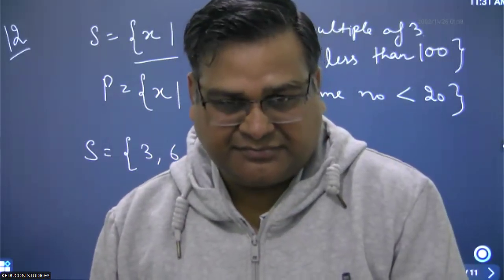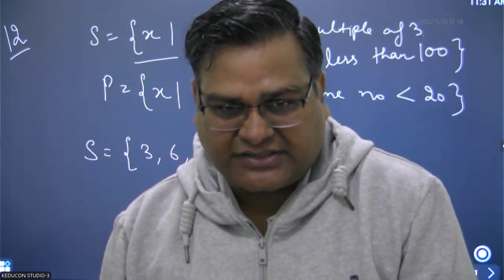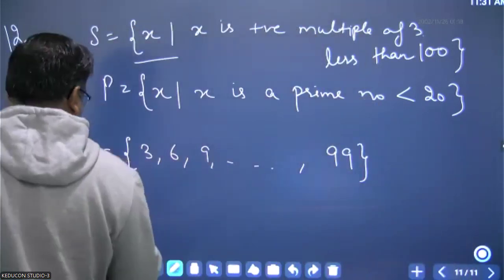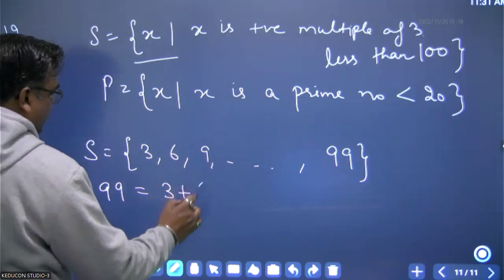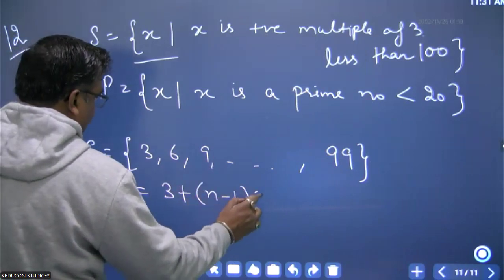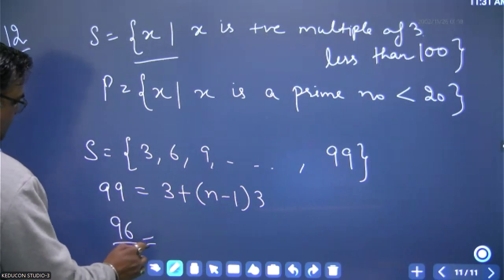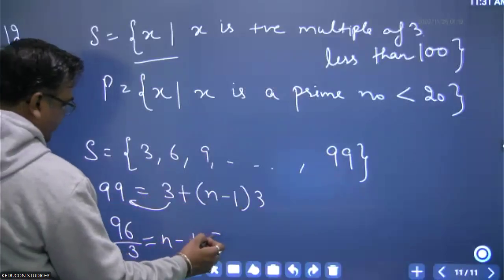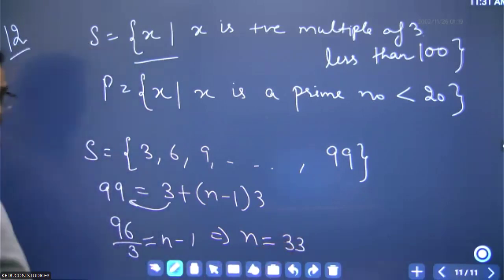33. Shobhan is saying 33. What is Gurleen, your answer? हाँ जी. 99 equal to a plus (n minus 1) into d. 96 by 3 equal to n minus 1. इसको उधर ले आए. 96 बन गया बच्चे, 3 से डिवाइड कर दिया तो n comes out to be 33. Right? So number of elements in S is 33.